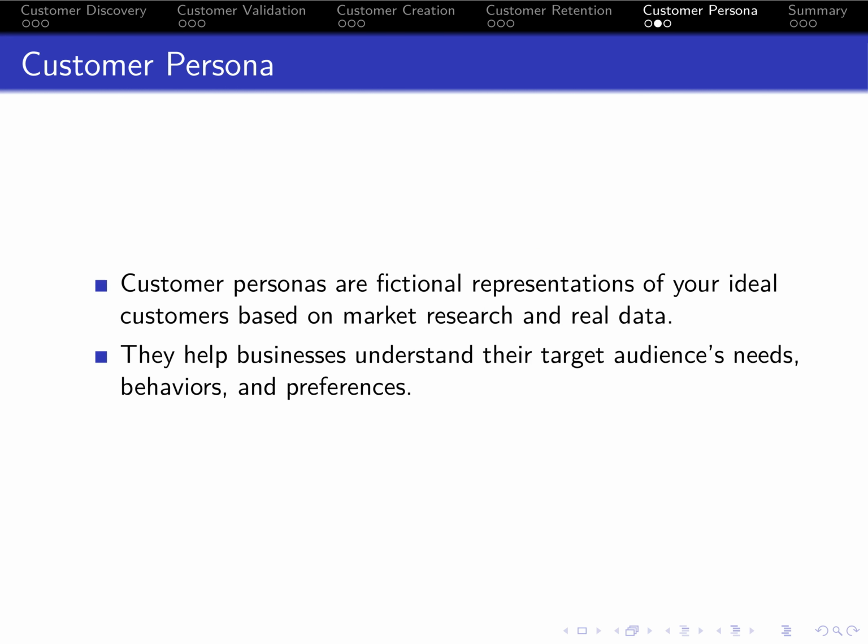Customer personas are fictional representations of your ideal customers based on market research and real data. They help businesses understand their target audience's needs, behaviors, and preferences. For instance, a clothing brand might create a persona like Fashion-Forward Fiona, a young professional interested in the latest fashion trends. This persona guides the brand in tailoring marketing strategies and product offerings to appeal to this specific segment of their target market. Overall, customer personas act as a compass for businesses, allowing them to make informed decisions that resonate with their audience and drive business growth.